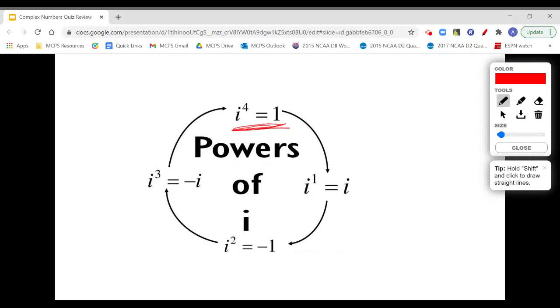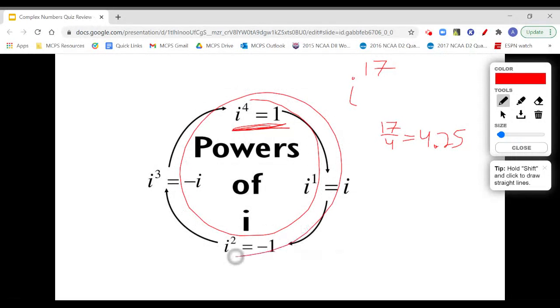So basically how we treat this is if you're given an exponent, let's say i to the 17, what you're going to do is take that exponent and divide it by 4. And the whole number you're left with is going to tell you how many cycles of 4 there have been. So how many times have I gone around this circle? This indicates that I went around this circle 4 times. So 1, 2, 3, 4 times.